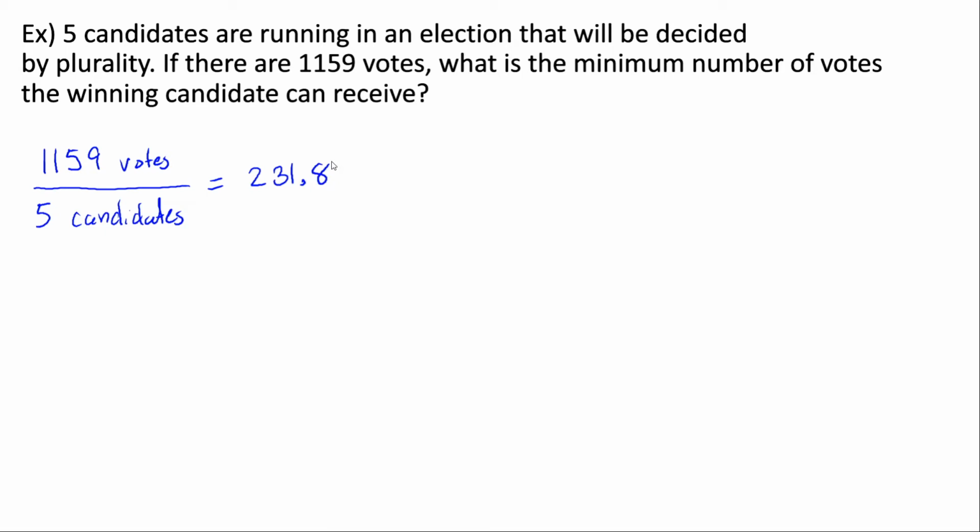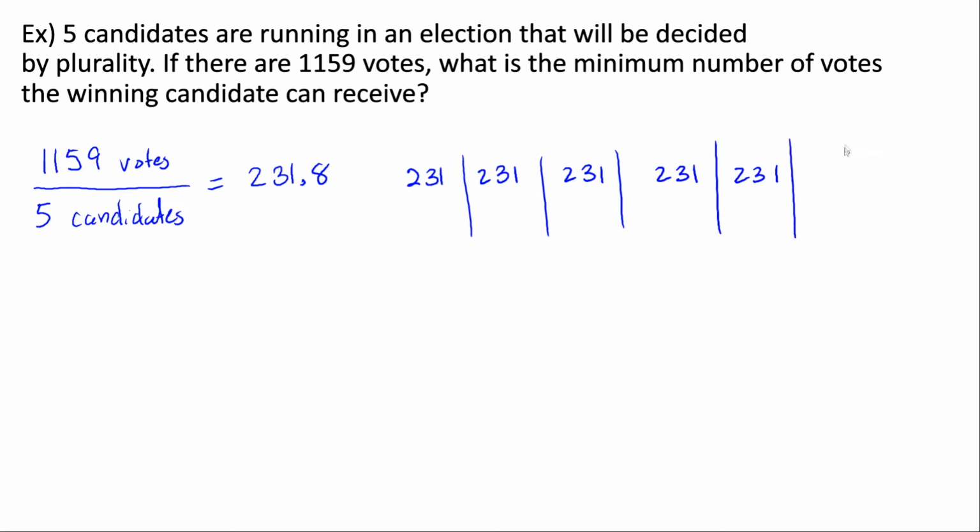But again, that can't happen, so we're going to give everybody 231 votes, see how many that adds up to, see how many extra votes there are, play around with the extra votes, and give some number of the extra votes to the winner. Here we have our 5 candidates. They each get 231 votes, and if everybody gets 231 votes, our total is going to be 1,155. What this means is there are 4 extra votes we have to play around with if we want to get up to 1,159 votes, which is the number of votes that we started with.